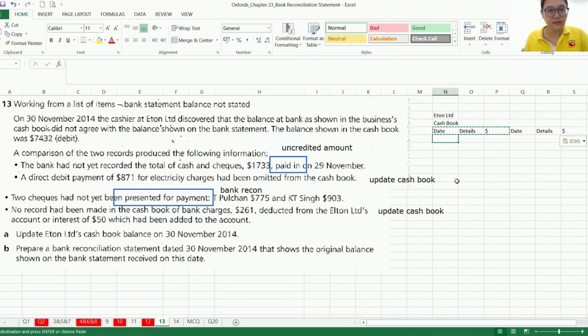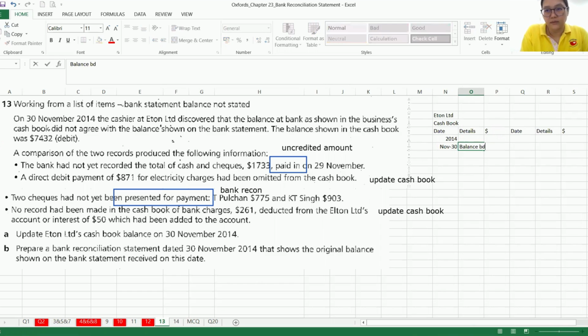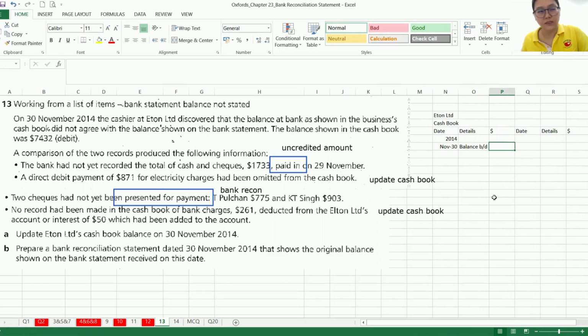Okay, here the date, balance, let me see. Okay, they have the debit balance. On the balance, 2014, November 30th, balance brought down. We have the balance brought down amount, which is 7,432. Okay, this is the balance brought down that we have.